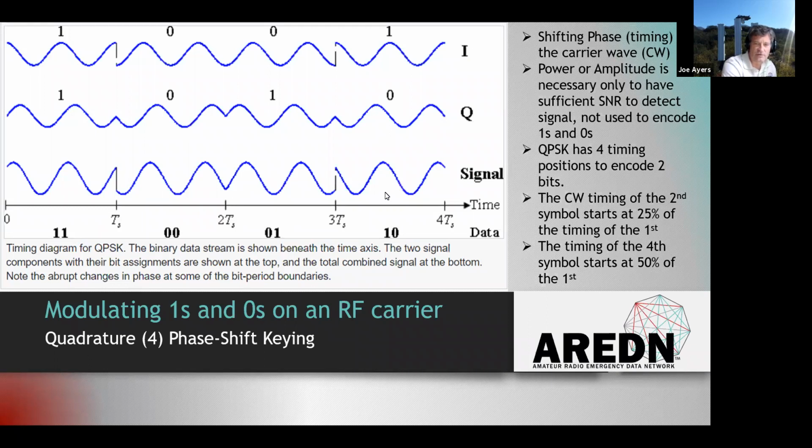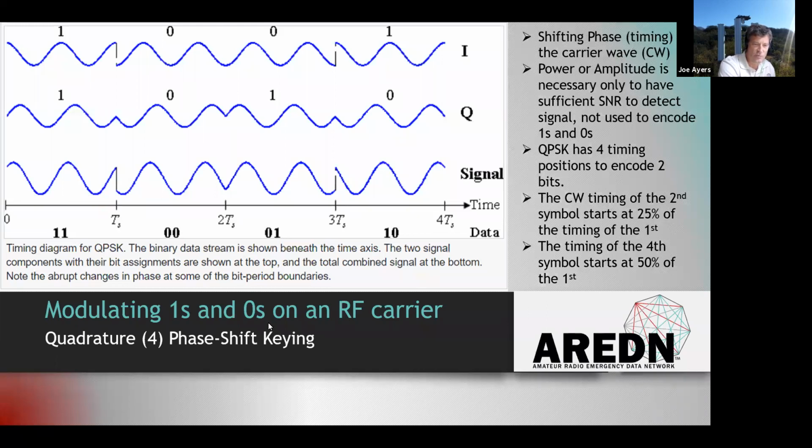Then let's jump out here to the fourth one. This one is about 50% of the way through the timing of the first symbol. And then this third one here is actually starting down at the bottom, about 70 to 75% of the timing of the first one. So with quadrature, we've divided up the timing of that carrier wave into 4 discrete positions: starting at the top, 25%, 50%, 75%. And we have 4 states of this carrier wave, all based on the timing.